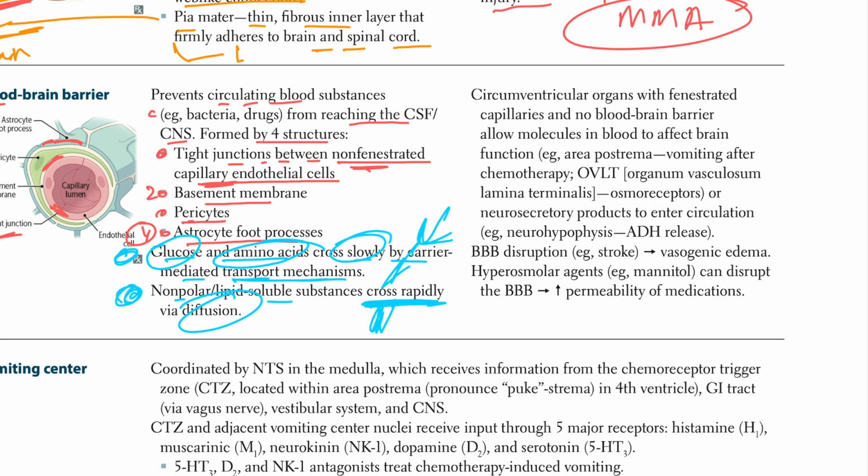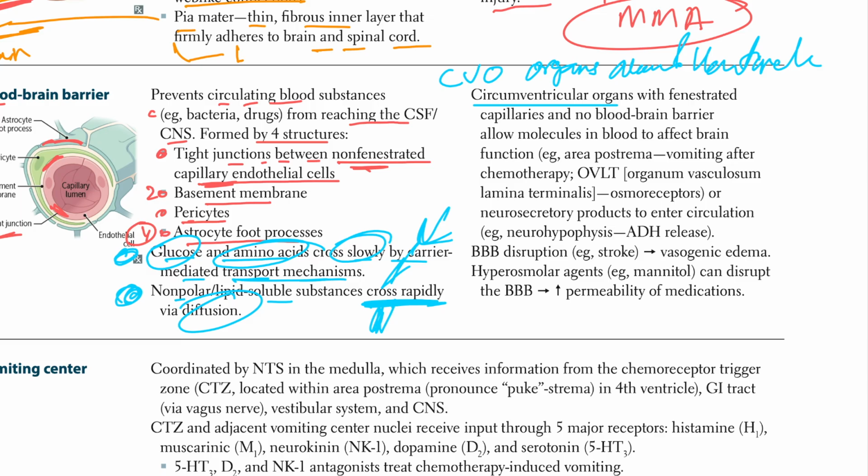Other than that, you have circumventricular organs, which are also known as CVOs. Circumventricular organs, CVOs, which basically just means organs around ventricles.